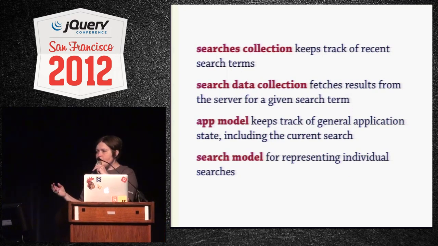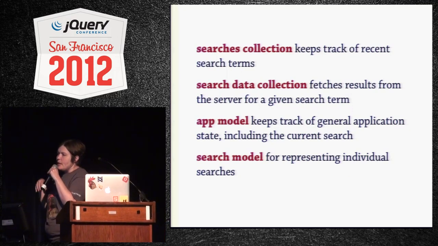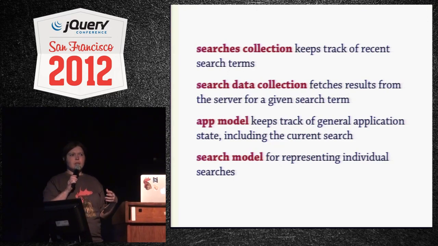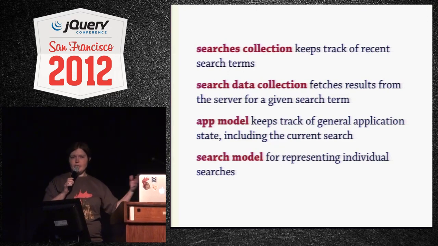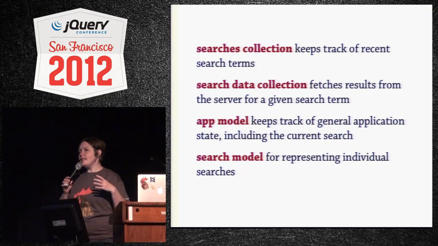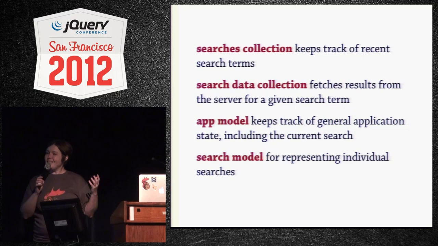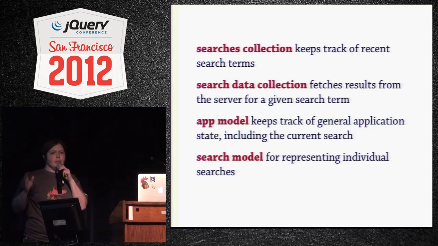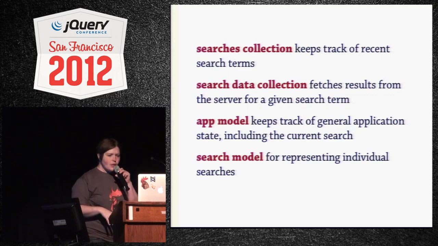So importantly, models, and in the case of Backbone, collections, may be used to manage actual data that lives on the server and that you need to go get. But they can also be used to manage more just state information, or data that never really leaves the browser, but that you need in order to keep track of what's going on in your application. So they can be used for both.